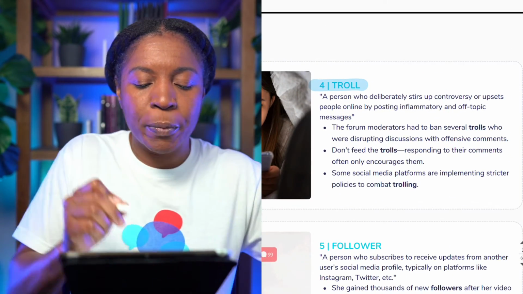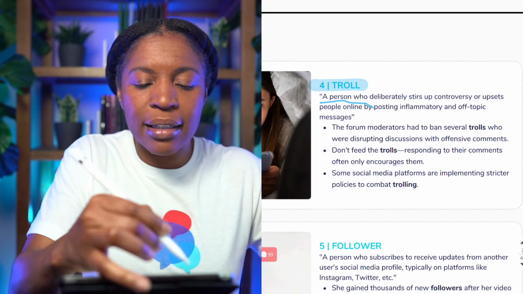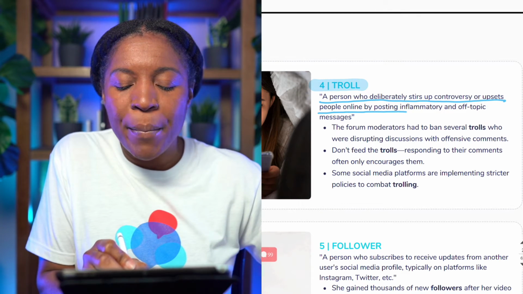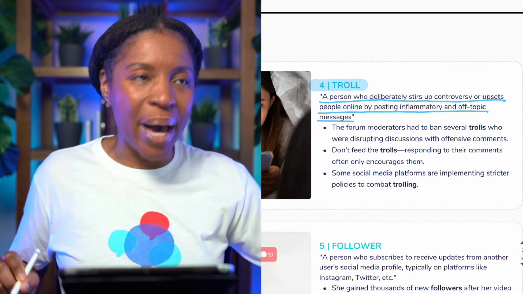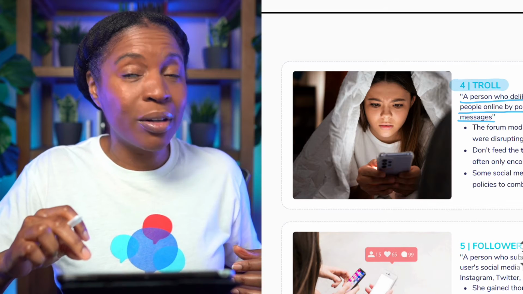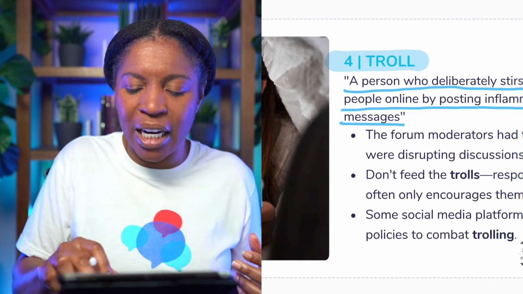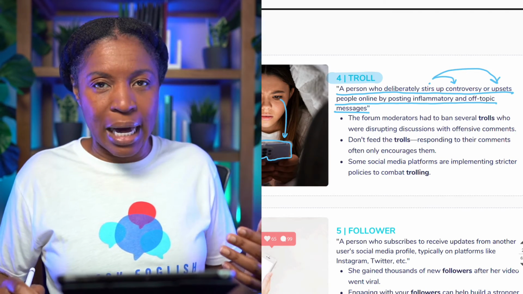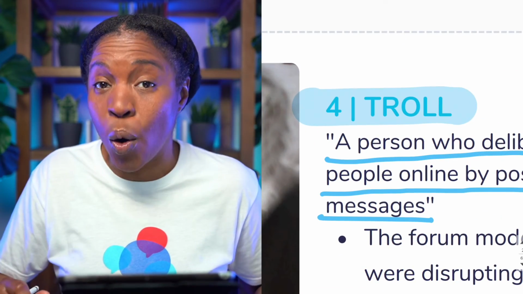So once again, we have this term troll, and troll just refers to a person who deliberately stirs up controversy or upsets people online by posting inflammatory and off-topic messages. This individual causes issues. So think about a teenager, and the teenager is trying to go to sleep, but this teenager keeps going online and seeing messages being posted about her from a troll. This troll is posting unkind messages. Again, someone who stirs up controversy or upsets people online. In English, we call that individual a troll.